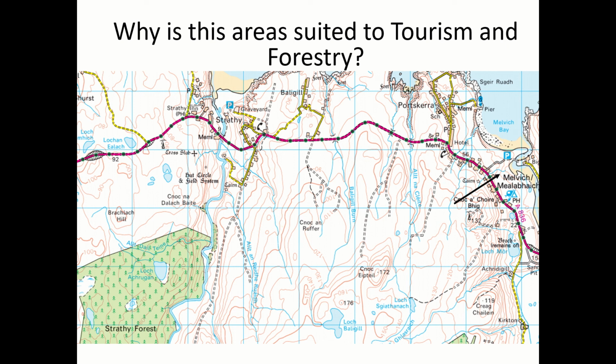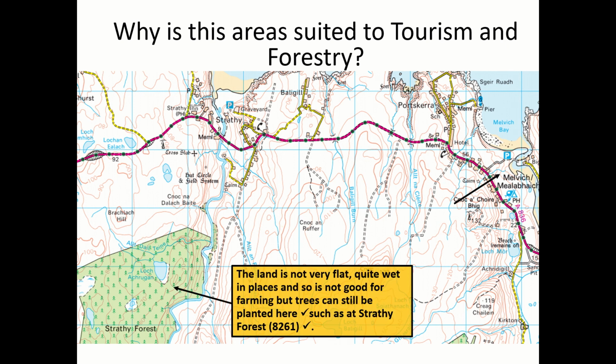Okay, so let's look at some answers. First of all, the land is not very flat. It's quite wet in places, so it's not good for farming, but trees can survive, remember, in those poor quality soils. Now, normally, for identifying the explanatory factor and then for providing the map evidence, you can get marks for both parts, as you can see I've demonstrated there.